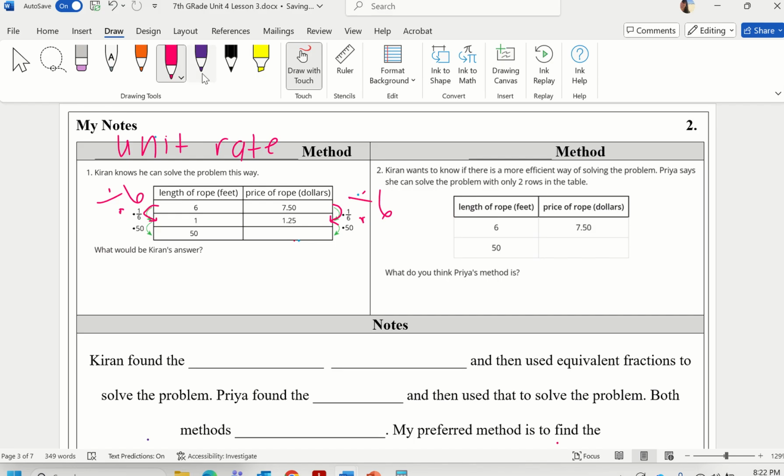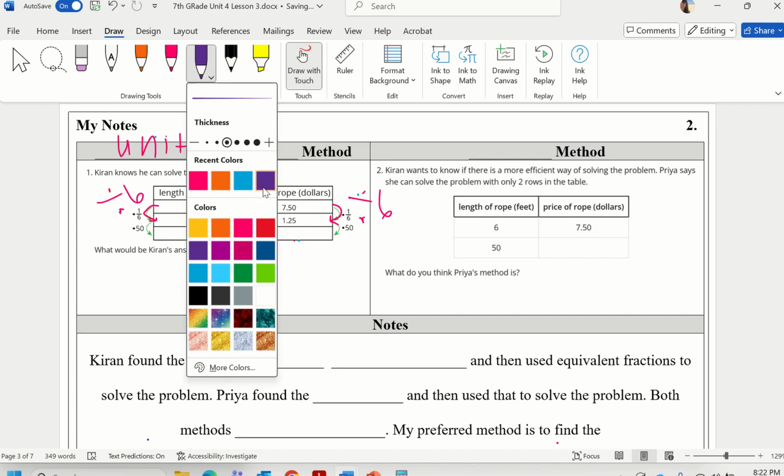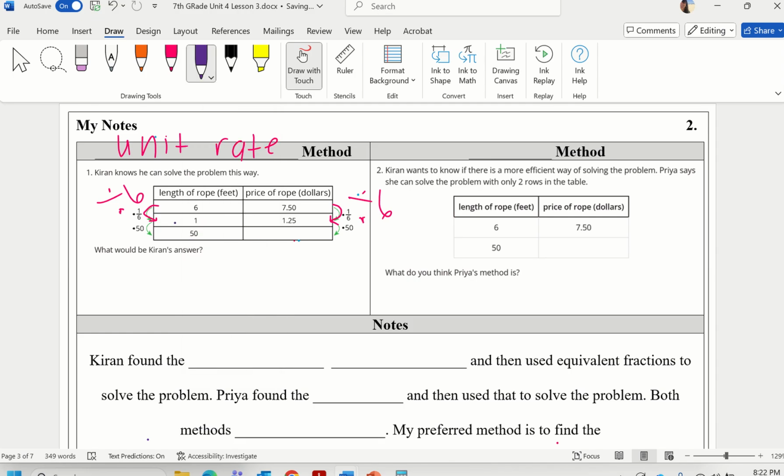And we're going to do that by first, well, what Karan did is to go from 1 to 50, he multiplied by 50. And he knew he had to do that on both sides. So 1 times 50 is 50. To figure out how much 50 feet of rope would cost, we will need to do $1.25 times 50 to get our answer.